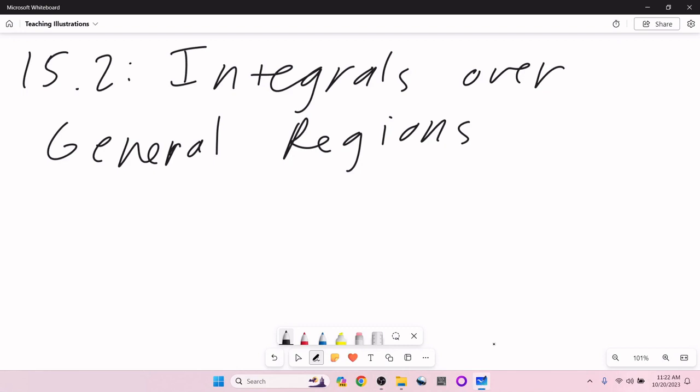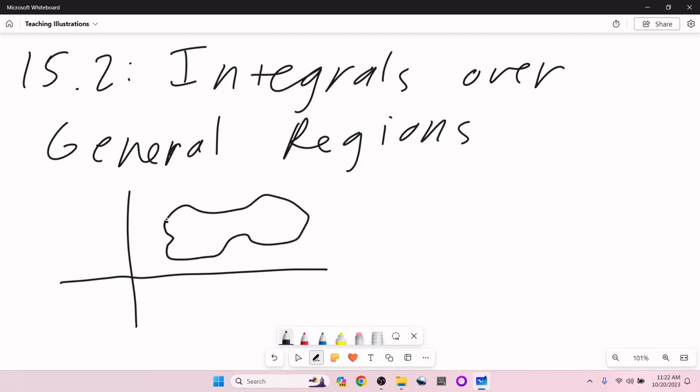Okay, this is our lecture on section 15.2, how to take integrals over general regions. So, suppose we have some weirdly shaped region. I'll call it R, sometimes I'll call it D. I switch back and forth. R for region or D for domain. And we want to do the double integral of some function f of x, y, dA over the region.